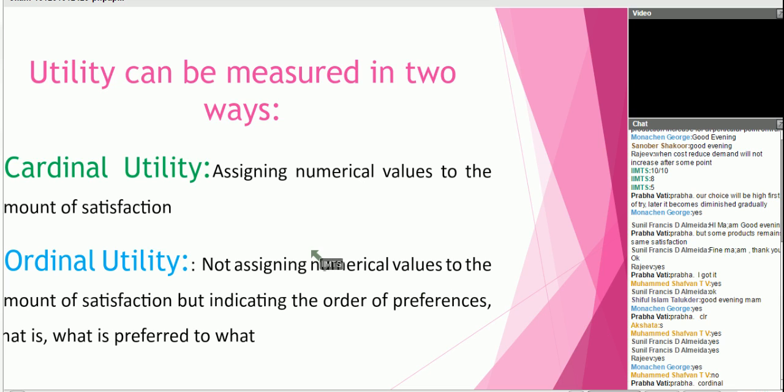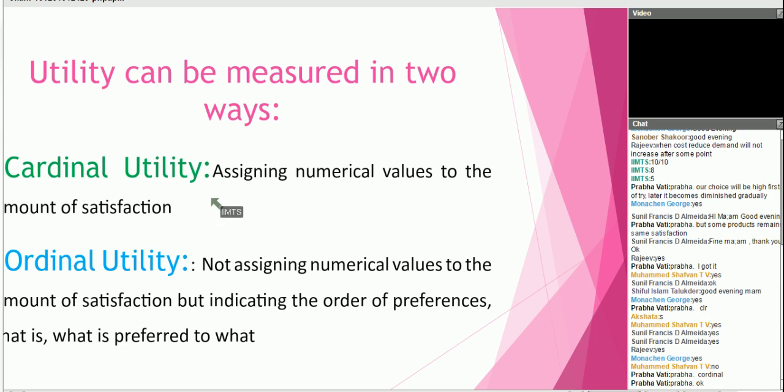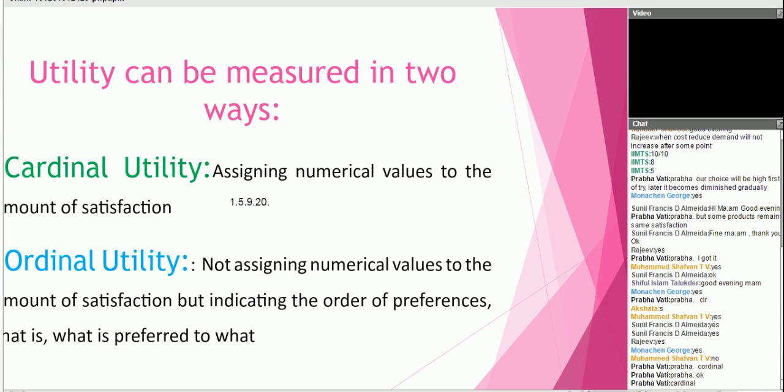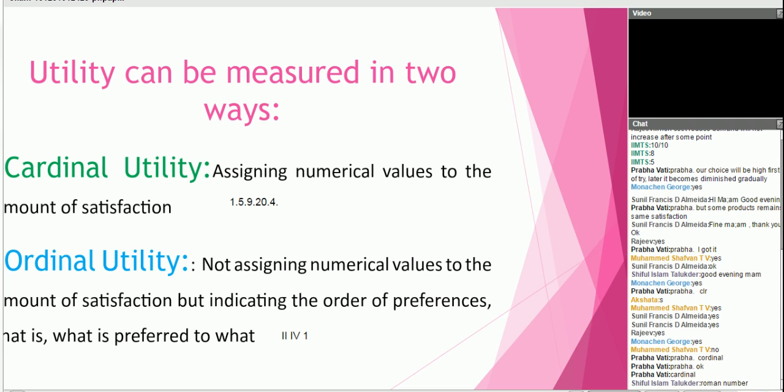No, it's not cardinal. It's cardinal, Prabha. Cardinal is when you can measure it in terms of numbers. Like I say 1, 5, 9, 20, 4. This is cardinal. Okay. And ordinal is when you rank it. When you say second preference, then you say fourth preference, you say first preference. This is ordinal. Going to movie is my first preference, having dinner outside is my second preference, and then going to an amusement park is my third preference. Yes, Roman numbers, that is we can say that is ordinal utility, ranking of the things as per the utility it holds for us, or in simple terms as per the satisfaction which we get from them.